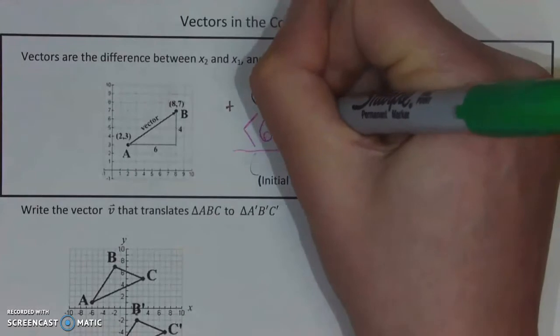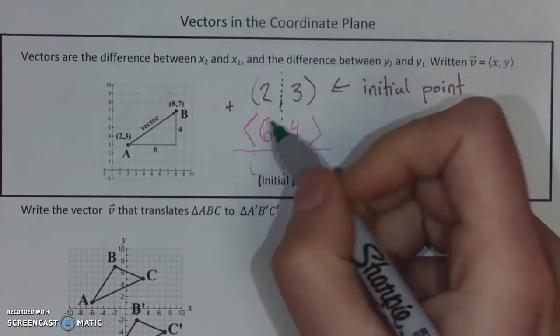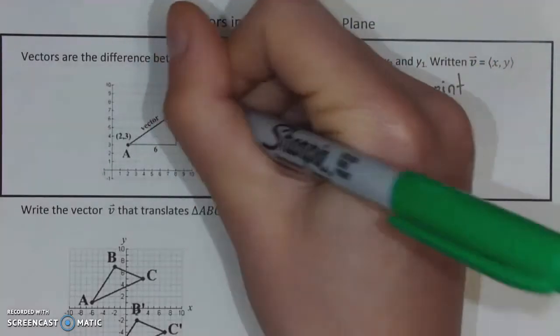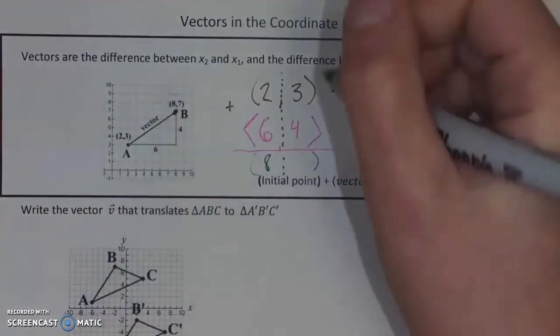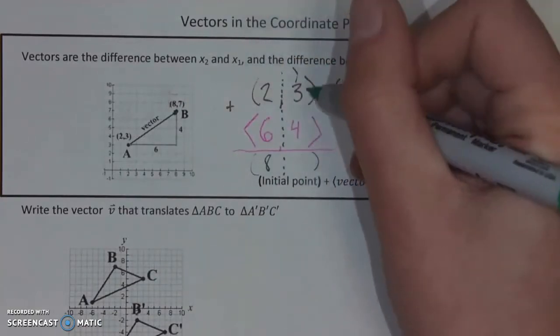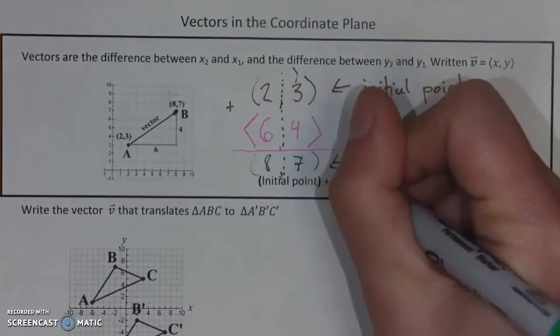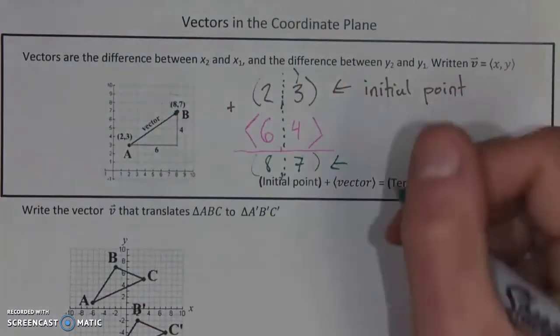Notice here that what you are adding is your x's on this side, 2 plus 6 to get the point 8. You can see I am at 8 for x. And your horizontal or your vertical component, y, you add those, 3 plus 4, which gives you 7. And that results in (8, 7), the point B.